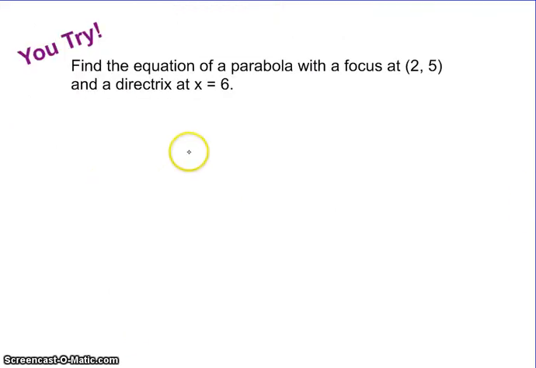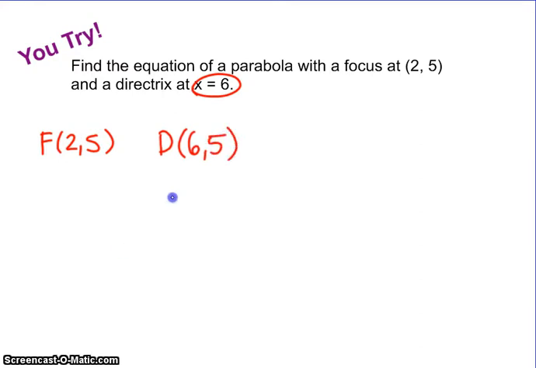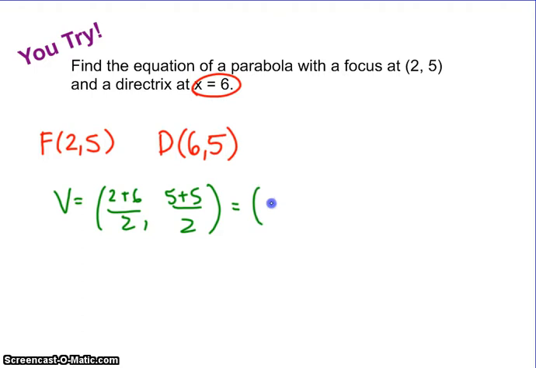Here is a you try problem. I'd like for you to try this one on your own, pause, and then play when you're ready. We know the focus is at (2, 5), and the directrix is going to have an x value of 6, so we just bring the y value of 5 over from the focus. So to find the vertex, we're going to add the x's, divide by 2 to get the midpoint. Add the y's, divide by 2 to get the midpoint. So my vertex here is going to be (4, 5).